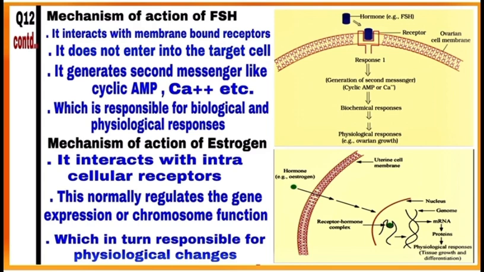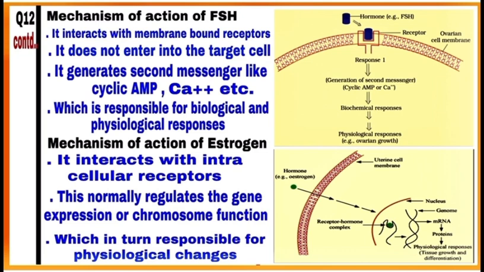See the diagram. FSH membrane bound receptor से इंटरेक्ट करता है और उसके साथ बाइंड कर जाता है और टारगेट सेल में एंटर नहीं करता। Then it generates secondary messenger like cyclic AMP or calcium ions. These secondary messengers are responsible for biological and physiological responses.